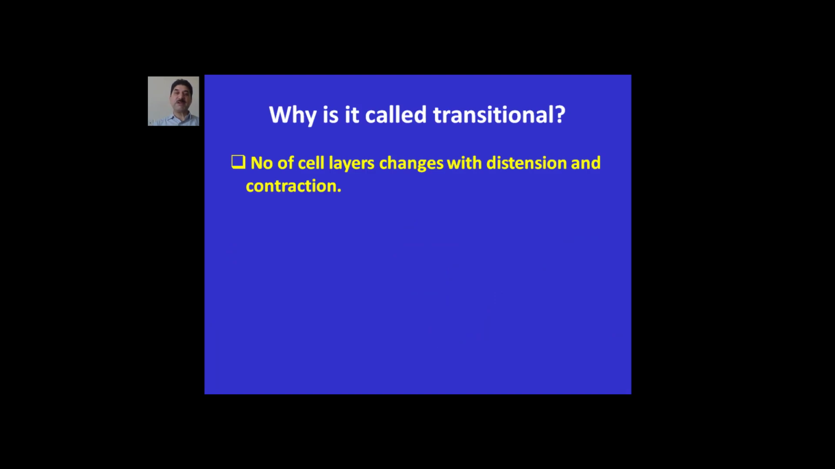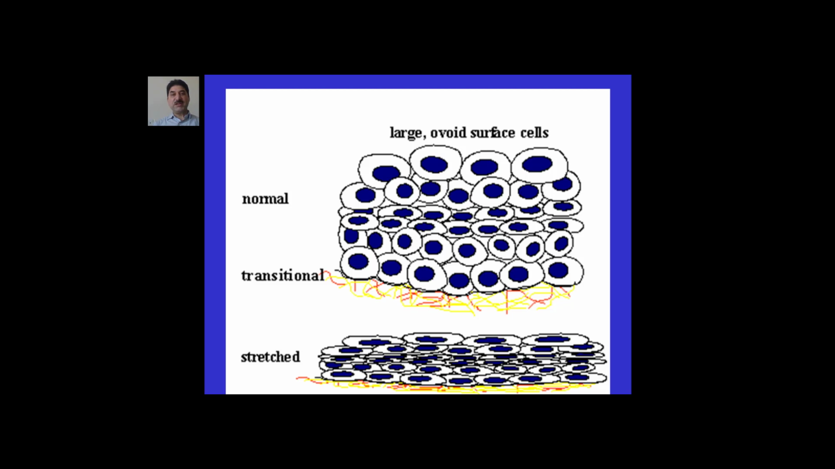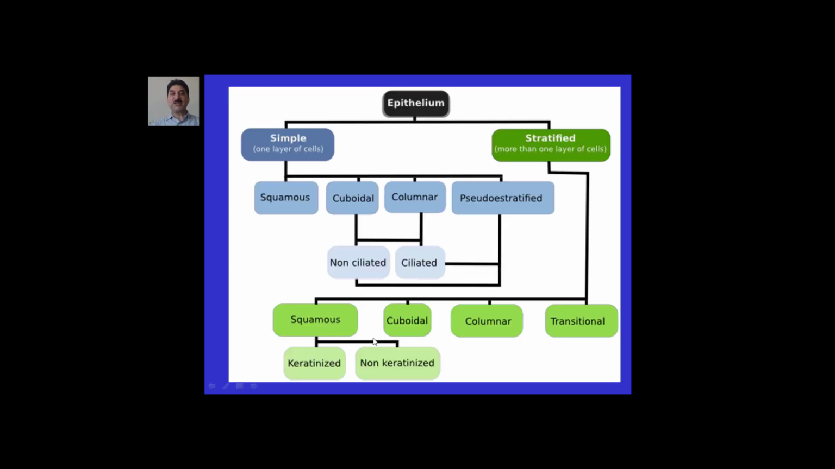Epithelium, as already explained. The number of cell layers changes with distension and contraction, as shown in this diagram. Normally, when the bladder is contracted, the number of layers is 6 to 8, but when the bladder is distended or stretched, the number of layers decreases from 6 to 8 to 3 to 4. That is why we call it transitional epithelium.